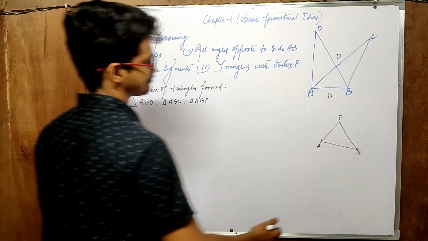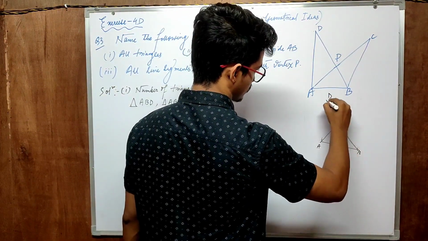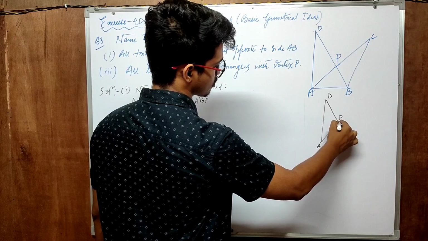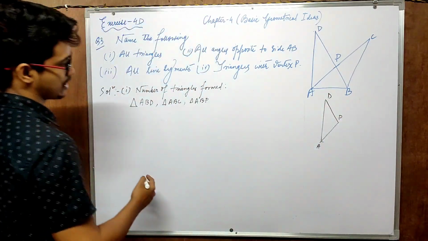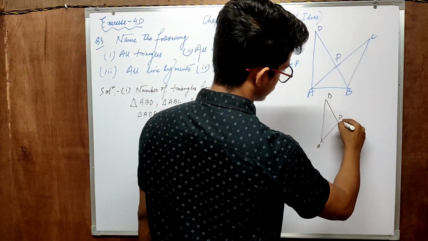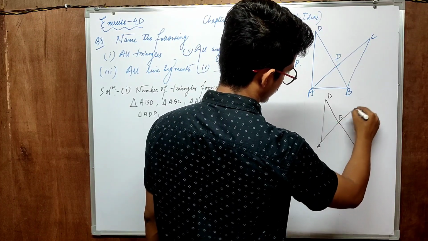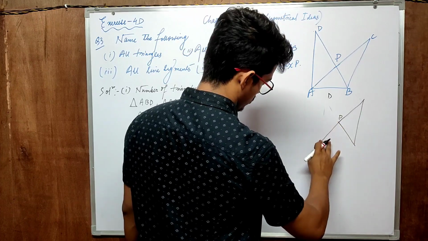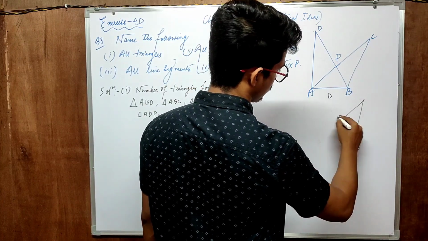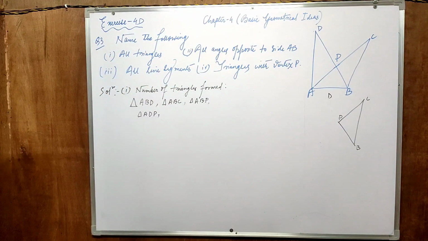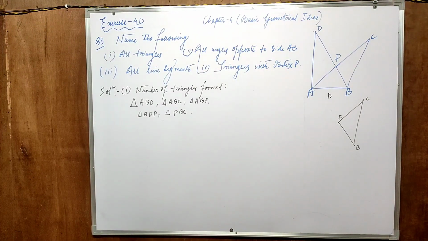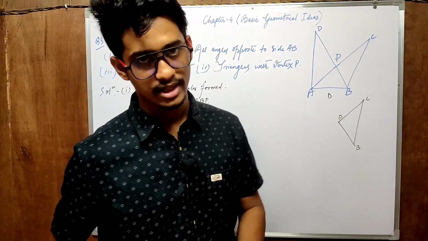All right, moving on, next one. Join again this portion and remove this part. So this is another triangle. If you observe it carefully, that means ADP, triangle ADP. After that, this portion, remove this part. So what is the triangle that is forming? That is PBC, triangle PBC. Any more? I don't think so. These are the total triangles actually forming. So there are 5 triangles.